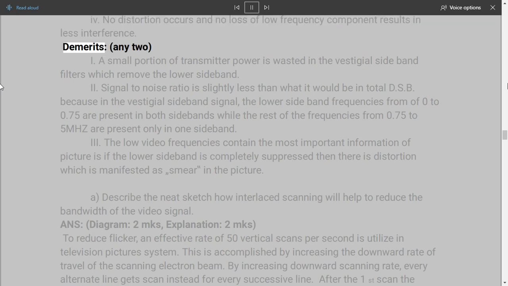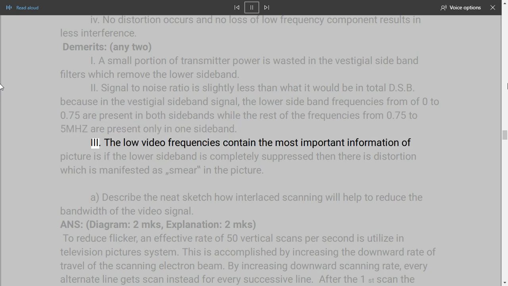Demerits, any two. 1. A small portion of transmitter power is wasted in the vestigial sideband filters, which remove the lower sideband. 2. Signal-to-noise ratio is slightly less than what it would be in total DSB, because in the vestigial sideband signal, the lower sideband frequencies from 0 to 0.75 MHz are present in both sidebands, while the rest of the frequencies from 0.75 to 5 MHz are present only in one sideband.